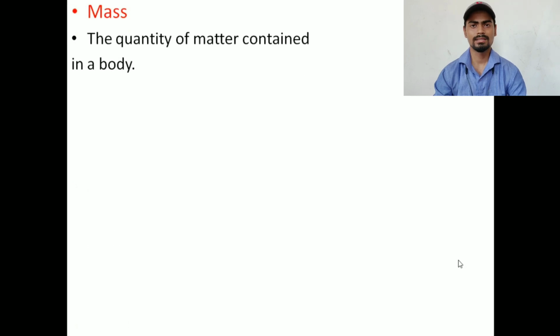Before that, I need to clear the definition of what mass is. Mass is the quantity of matter contained in a body. When you fill a balloon with air, the quantity of matter which is inside the balloon is nothing but the air. So that is called mass, the quantity of matter contained in a body.